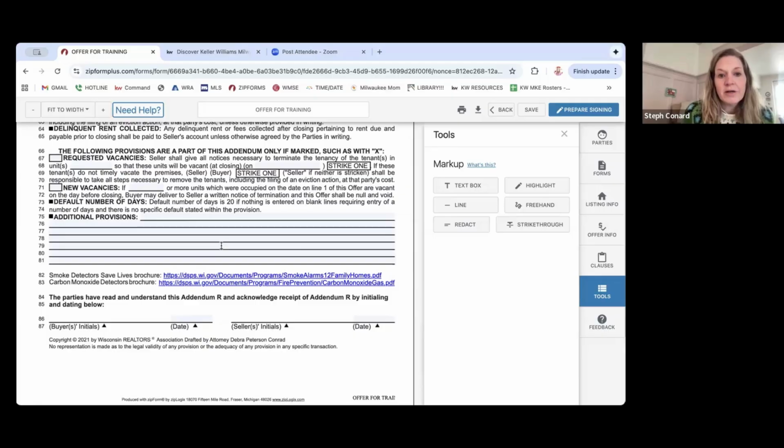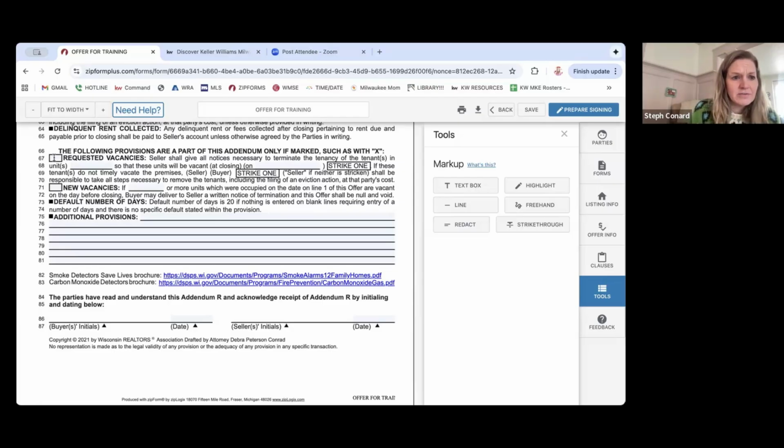The following provisions are a part of this addendum only if marked such as with an X. So then there's these additional provisions, requested vacancies. The seller shall give all notices necessary to terminate the tenancy of the tenant in units, and you can identify the units, so that these units will be vacant at closing, and then you're going to name the closing date. If these tenants do not timely vacate the premises, the seller shall be responsible to take the steps necessary to remove the tenants.